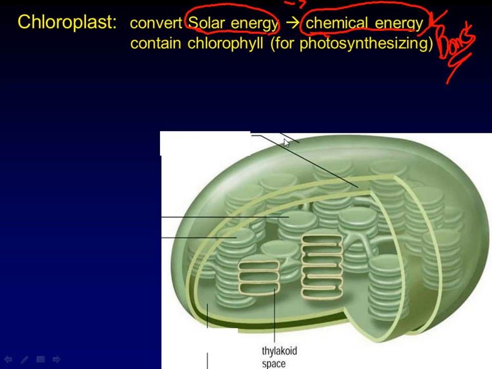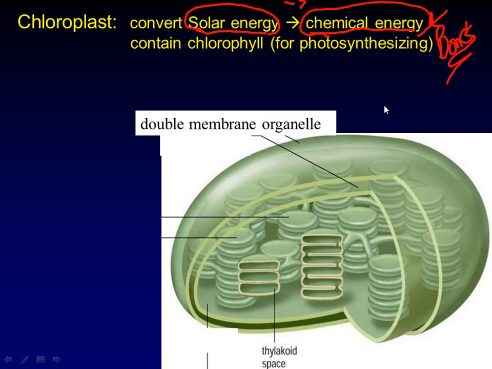We are building a molecule. Okay, that's what photosynthesis is. So let's take a look at the organelle. I've got a whole chapter devoted to photosynthesis. We're going to talk about the organelle right now. It's a double membrane organelle. It has an inner membrane and an outer membrane right there.